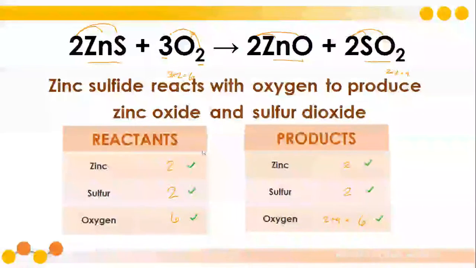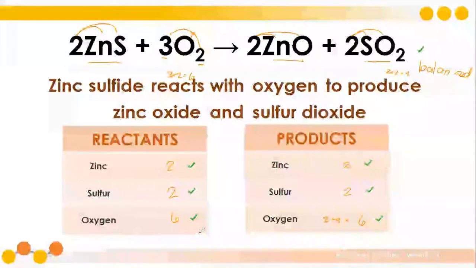Looking at our tables, the reactant side and the product side are balanced in all 3 elements, meaning this equation is now balanced. Again, if the reactant side and the product side have the same amount of each of the different elements they contain, then we can consider the chemical equation balanced.